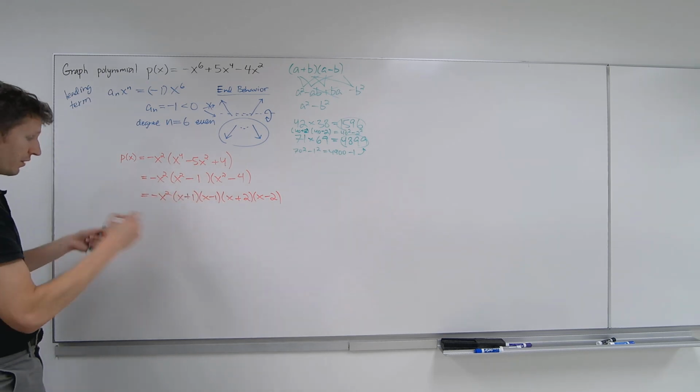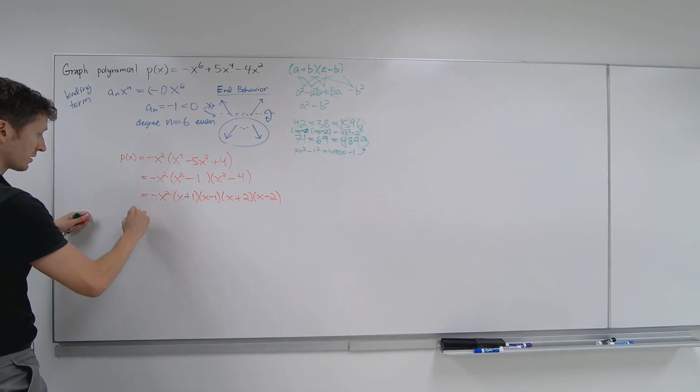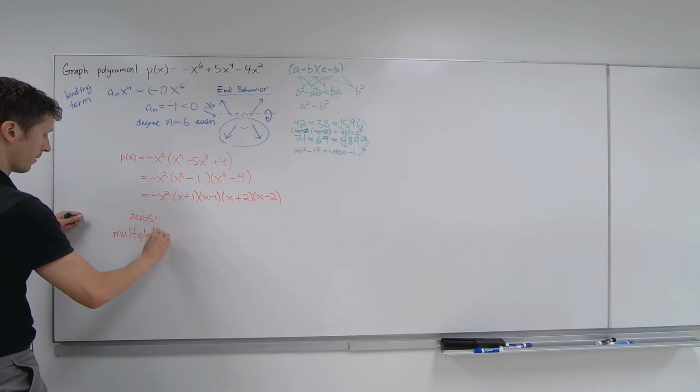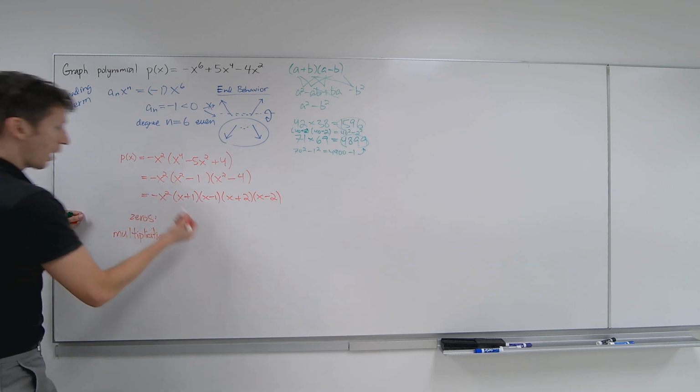And so what we have here is we have zeros, things that will make this 0, and then multiplicities. Multiplicities spelled like this, okay? And so what happens is, okay, what is a 0 for this?